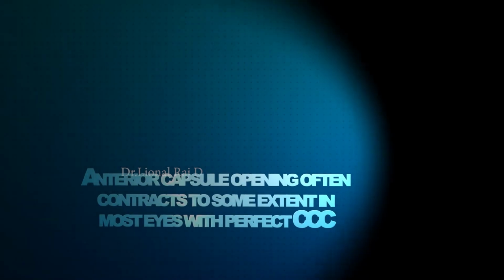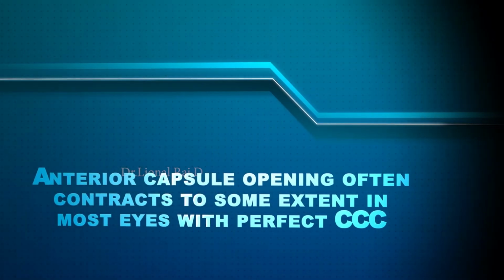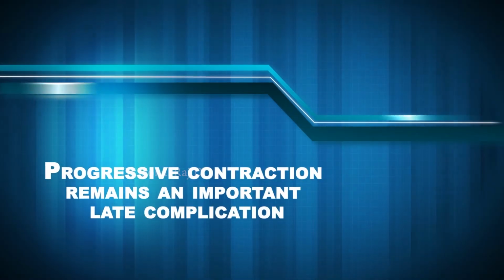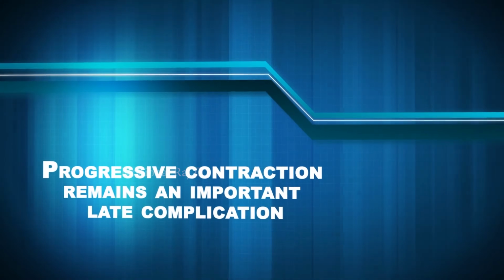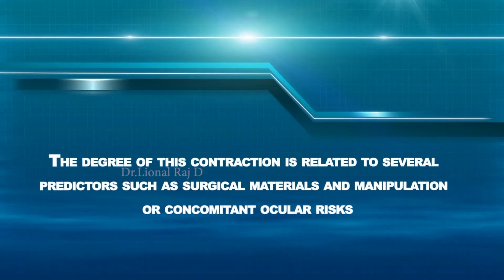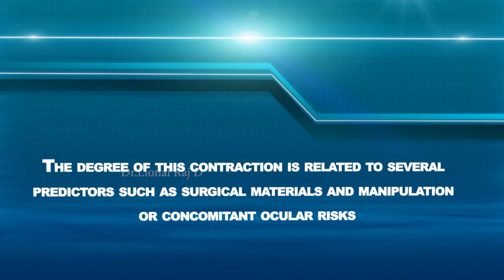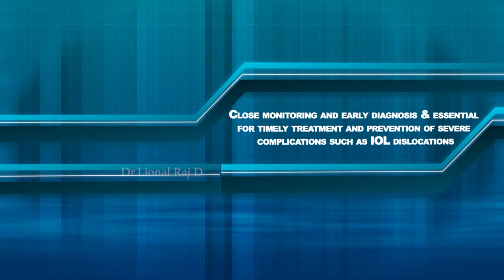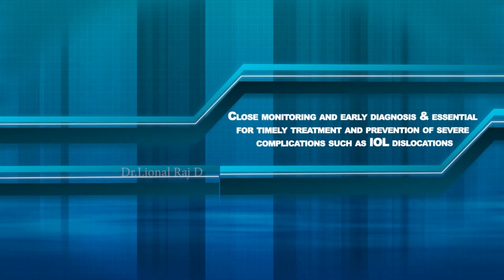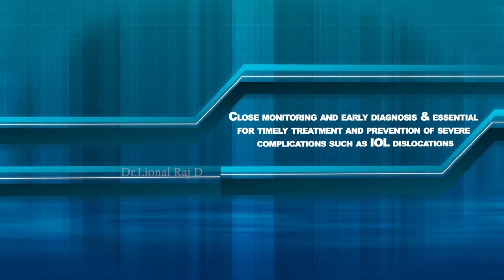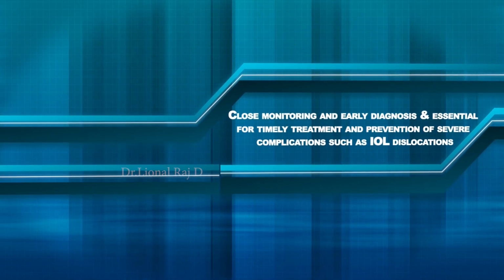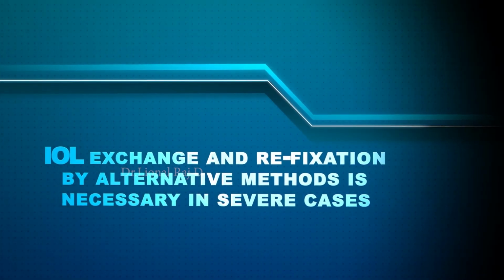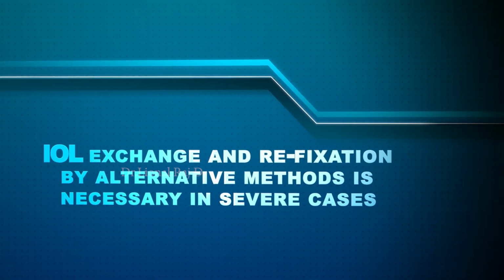To conclude, anterior capsule often contracts to some extent in most eyes with perfect capsular axis. Progressive contraction remains an important late complication. The degree of contraction depends on surgical materials, manipulations, and associated ocular comorbidities. Close monitoring helps in early diagnosis and to plan timely treatment so as to avoid severe complications of IOL dislocations. IOL exchange and refixation by alternative methods is necessary in severe cases.